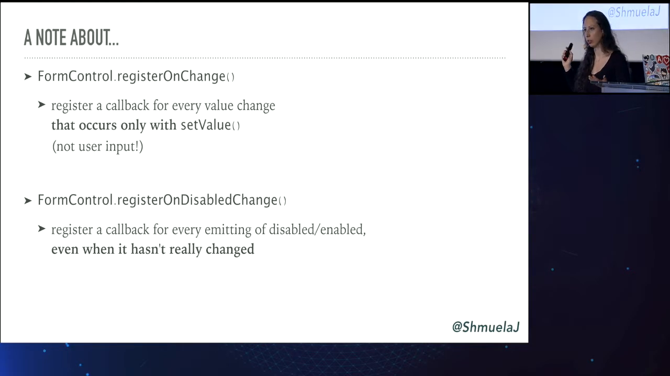Just really quickly, there are some things you should know about forms. registerOnChange occurs only when you set the value yourself and not by the user. registerOnDisabledChange will emit every time there's an event, even if it's the same event again. So if you disable it twice, it will emit two events.